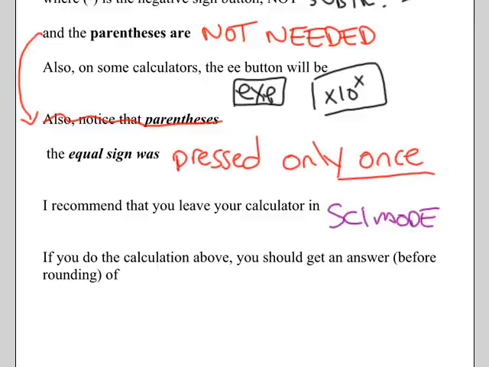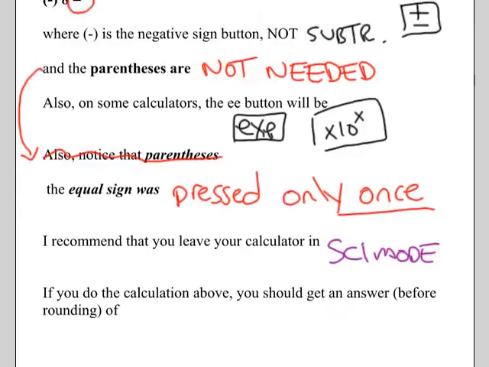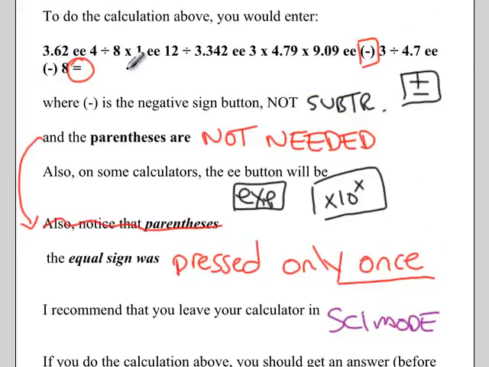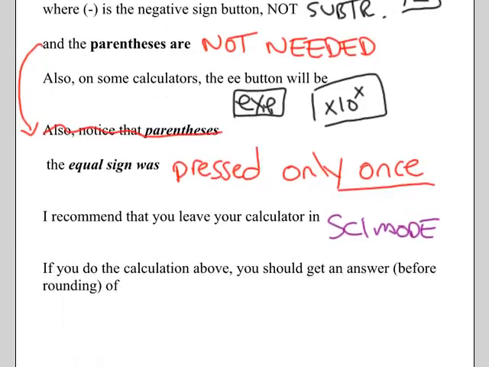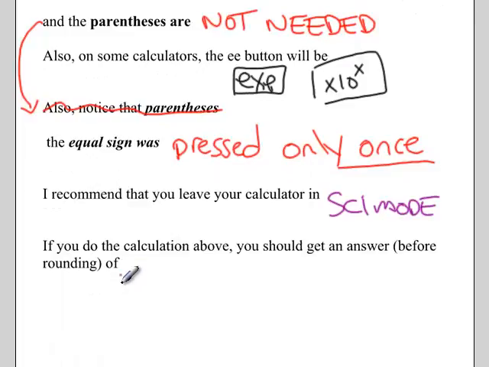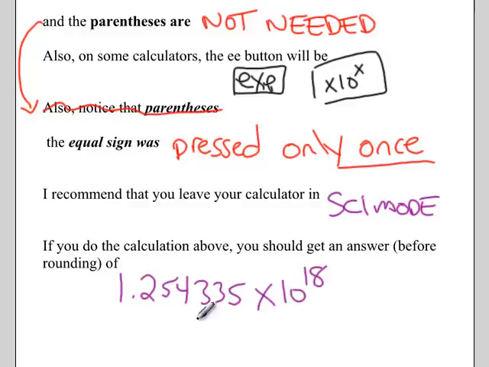So if you do all this, let's see what the answer should be. So going back here, when I put all this in, before I do any rounding where I'm worried about sig figs, the answer you should get is 1.254335 times 10 to the 18th.